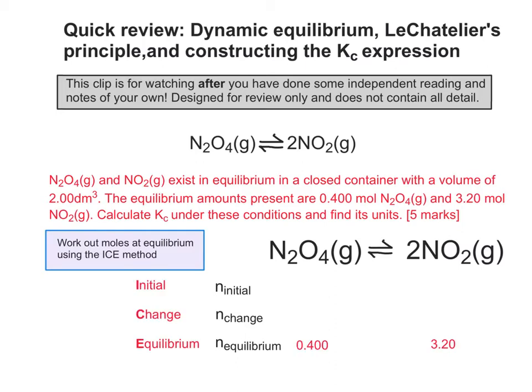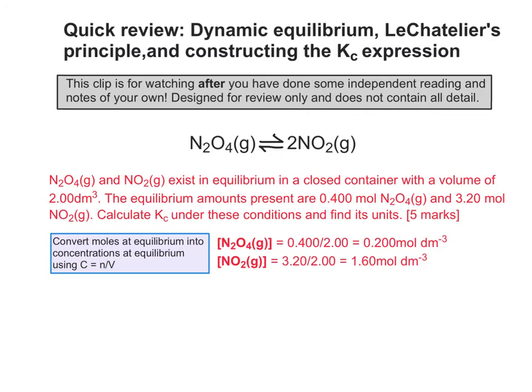In this case you probably already spotted that they've given you the equilibrium amounts present. It's quite an easy one, this. We'll do a more difficult one in a minute. So we've got the moles at equilibrium. It's been given, so we don't have to do the ICE method this time round. What we do have to do though is convert that into concentrations.